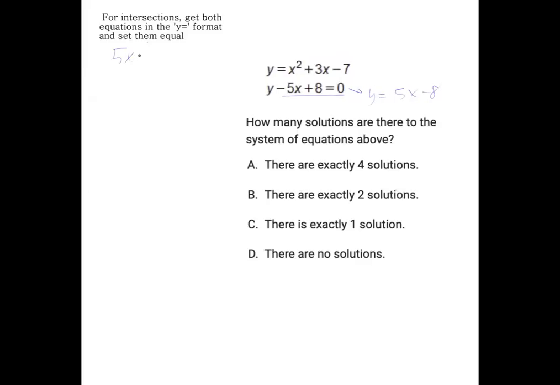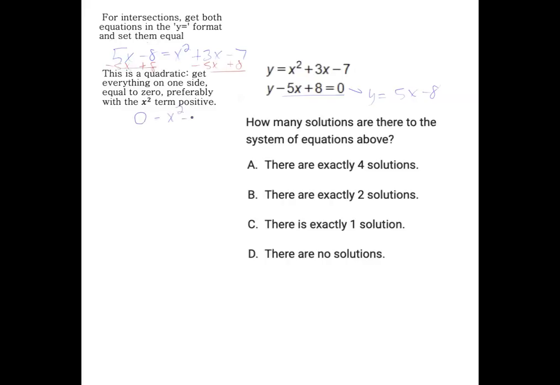So it would be 5x minus 8 equals x squared plus 3x minus 7. Now, this is a quadratic situation. And when you can say to yourself, this is a quadratic, that means that you should get everything on one side equal to 0, preferably with the x squared term being the positive. So if we just take away 5x and take away 8, so minus 5x and actually add 8, so minus 5x plus 8, and you'll get 0 equals x squared minus 2x plus 1.